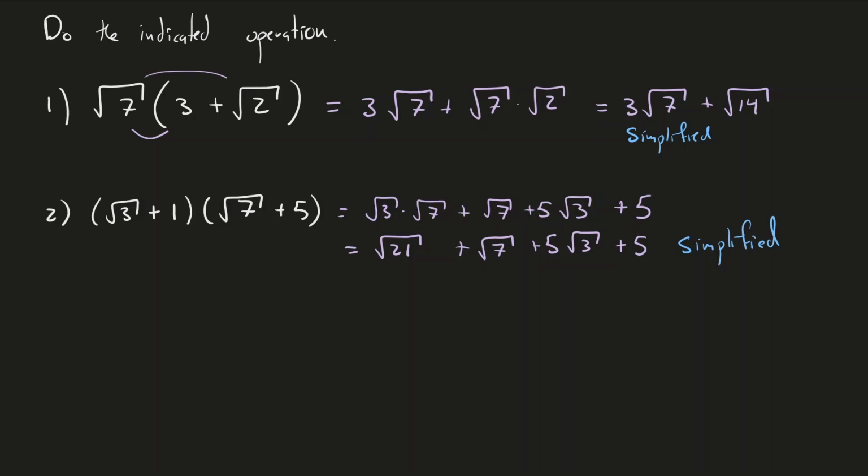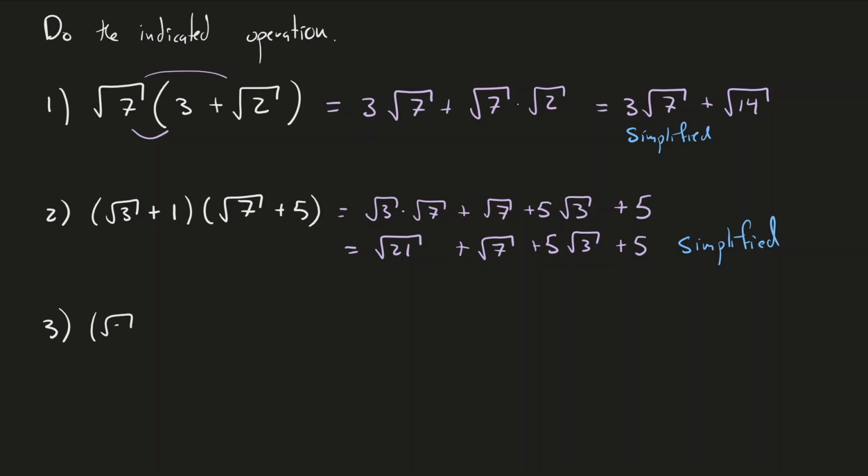Because you can't simplify the square root of 21. You've pulled out all the squares inside of the radical. Now root 7 and root 3 also cannot be combined, particularly with that root 5. So this is the best we can do for this problem. Now let's do one more.